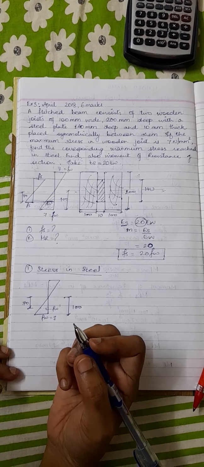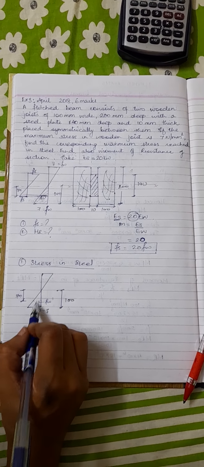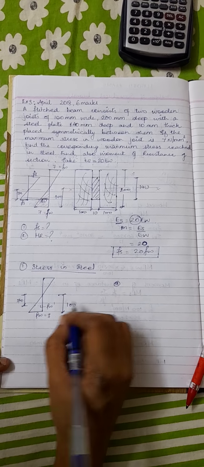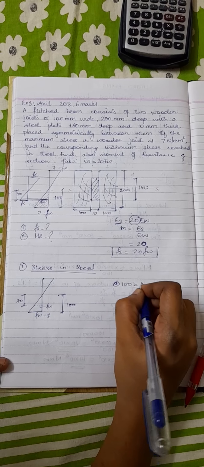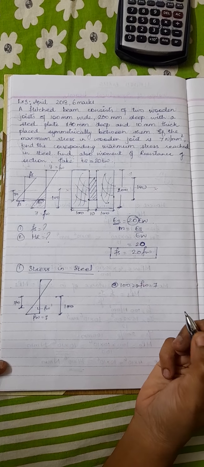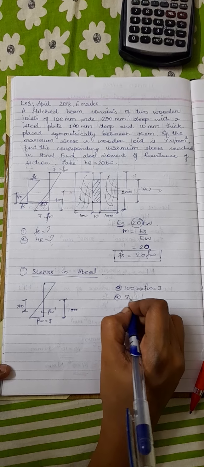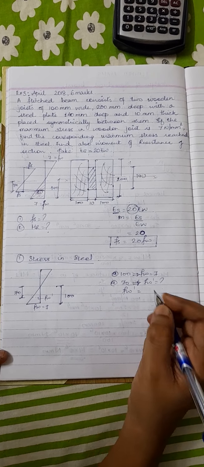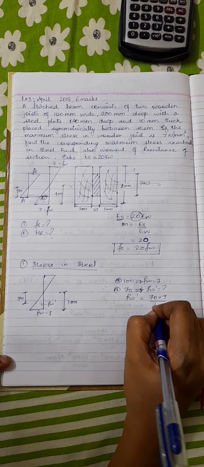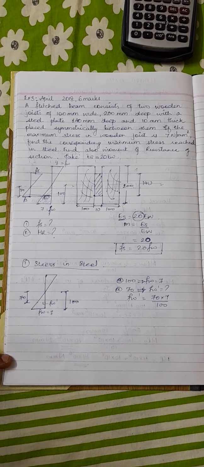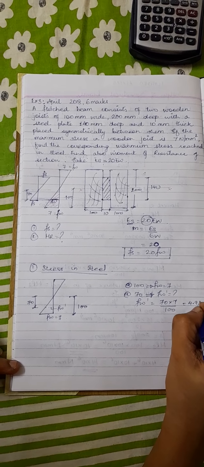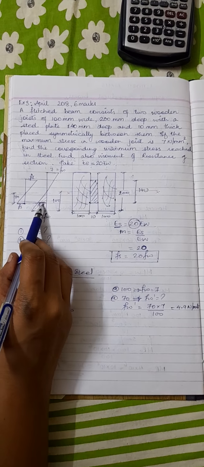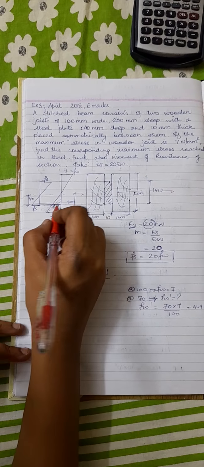Using similar triangle theorem, because I want the values in the same stress diagram. At 100, Fw is 7, right. So at 70, what will be Fw dash? So we can calculate Fw dash is equal to 70 into 7 divided by 100. So this gives the value 4.9 Newton per millimeter square. I have got the value here.